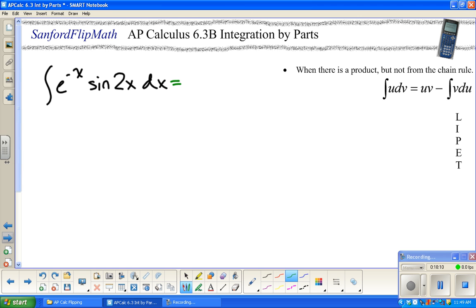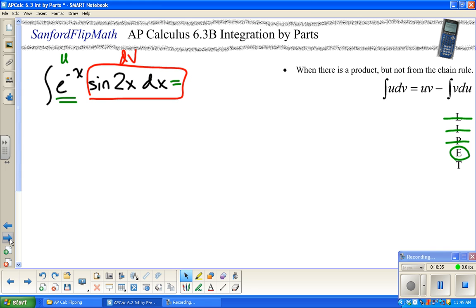Okay, and following the whole LIPET thing, I don't see any log stuff. Remember, e to the x is not log. E to the x is exponential. Okay, so log is out. There's no inverse trig. I don't see any polynomial. First thing I see is exponential. So this is exponential. The next thing is trig. So this is u, and the rest of this is dv.